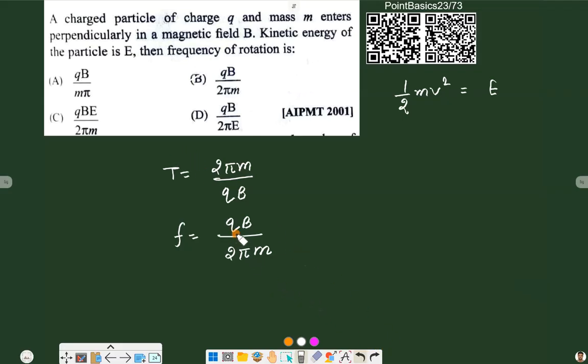And here, if we had velocity, then we could have formed this in the form of energy, but we don't have velocity here, it is independent of velocity. That's why we cannot substitute energy here by substituting some other terms. So option B will be the right answer. Moving to the next one.